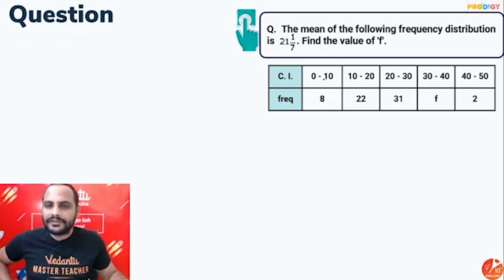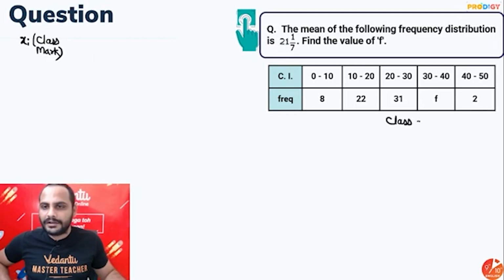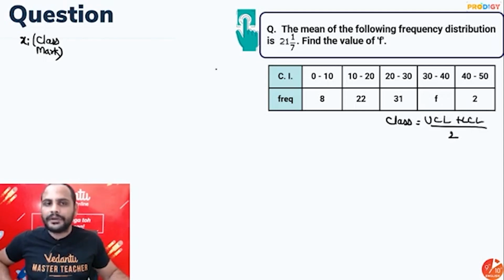Alright, now here if you'll see, they have given the class interval. So when the class interval is given, the xi values are nothing but the class mark of that interval. Class mark, as you all know, is (upper class limit plus lower class limit) by 2. So (0 plus 10) by 2 is 5, then 15, then 25, 35 and 45.